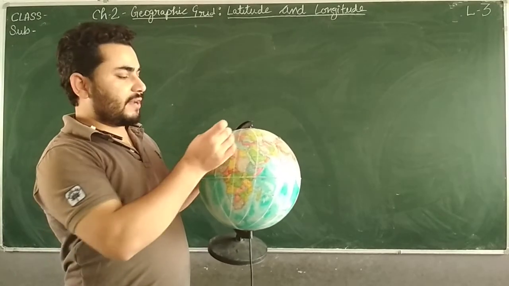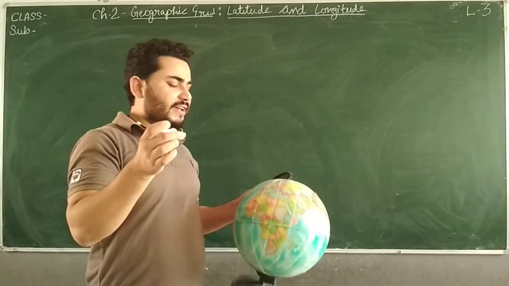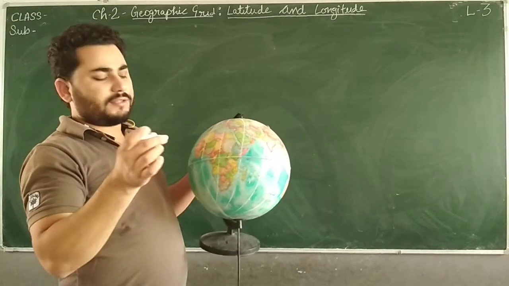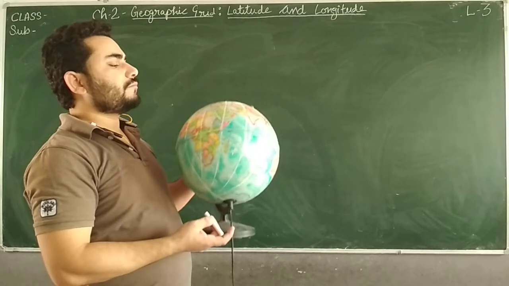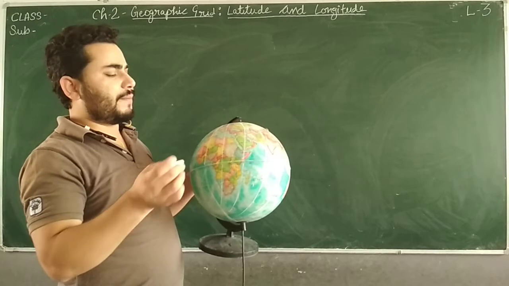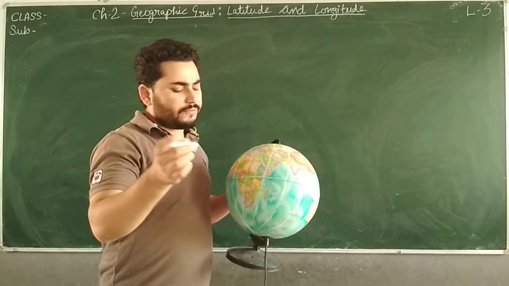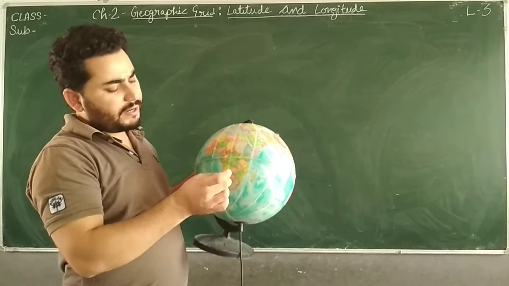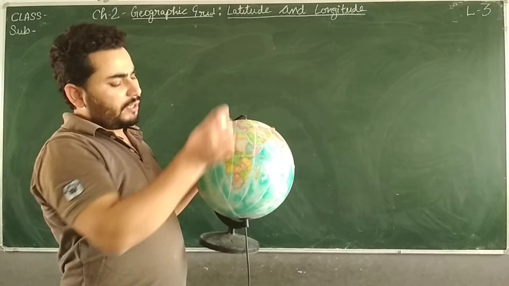But here the sun rays will fall slantingly, so here also the sun will be at the highest position for the day in the sky, and here also the sun will be at the highest position for the day. At that time it will be 12 o'clock here also, but the temperature will be low here, and very high here. Why? Because sun rays are falling directly on this portion, and here diffuse light is being received by these places, so the temperature will be low.